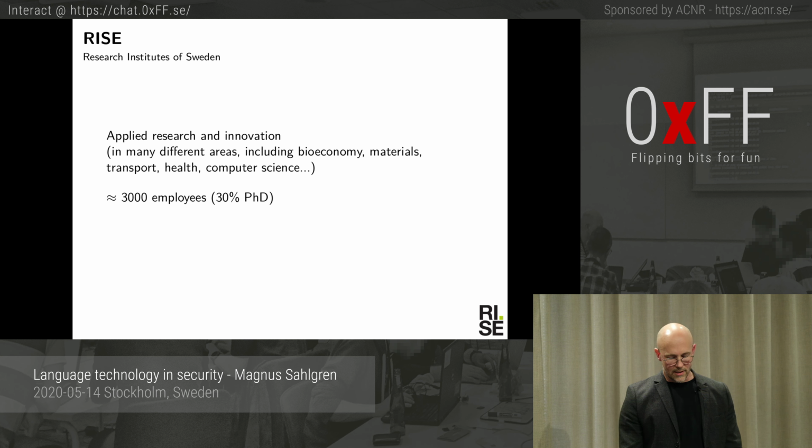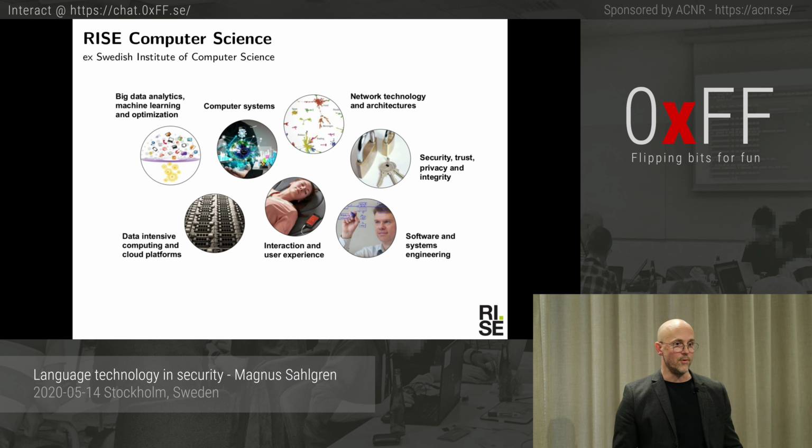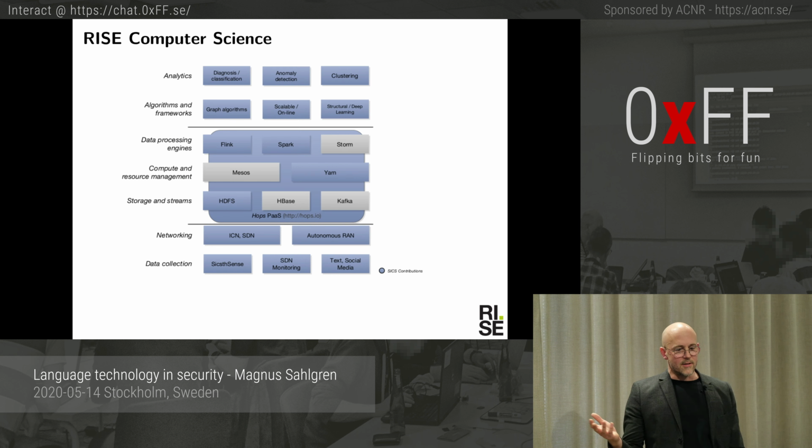But I'm from the computer science division, which is the old Swedish Institute of Computer Science. And we do research broadly in computer science. That means everything from networking, data-intensive computing, human-computer interaction, and of course big data and artificial intelligence, and application areas like natural language processing. This picture basically says the same thing, but from a big data stack perspective. So basically we contribute to all parts of this big data stack. So all the way from networking to processing pipelines and all the way up to applications and algorithms. And natural language processing would be on the top there. So it's an application rather.